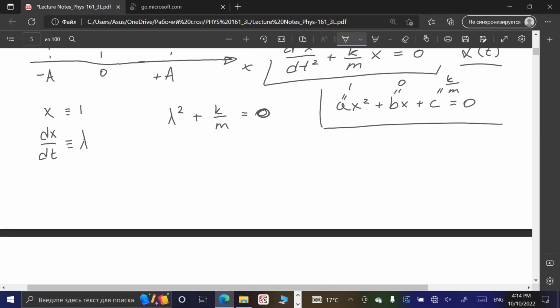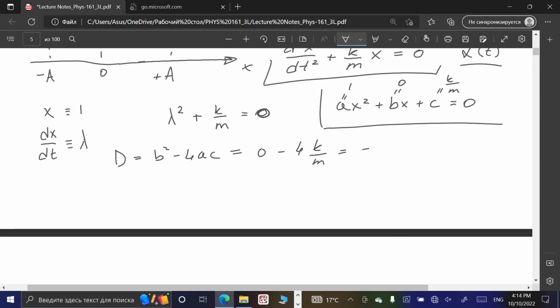So now we solve the characteristic equation. What we do, we need the discriminant of this quadratic equation. So it will be b squared minus 4ac is the general expression. Then what we have is 0, because b is equal to 0, minus 4, a is unity, and c is k over m. So here will be k over m.